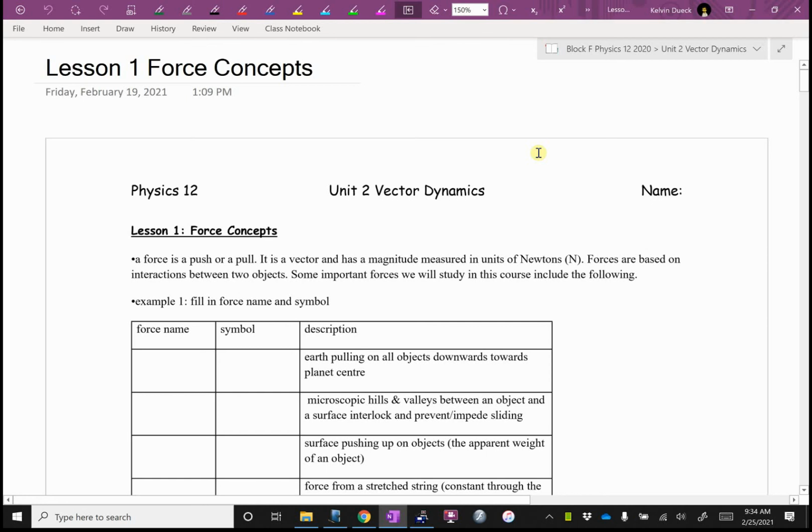So a review of some of our Physics 11 concepts. Kinematics is the unit we just finished. d = v_i t + ½ a t². v_f = v_i + a t. Kinematics is the study of how things move.